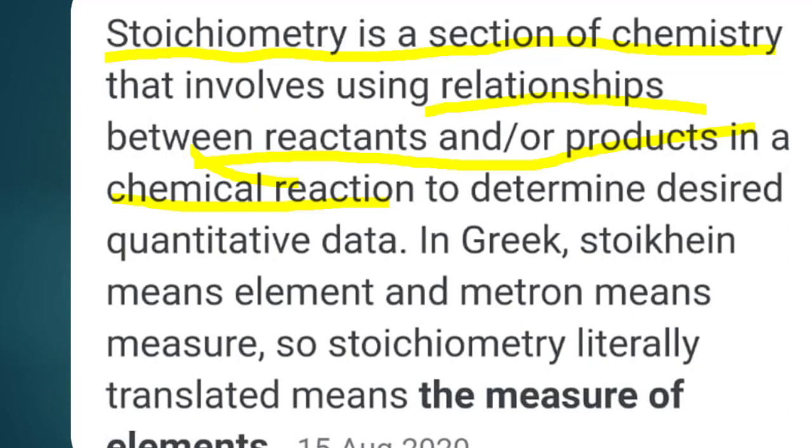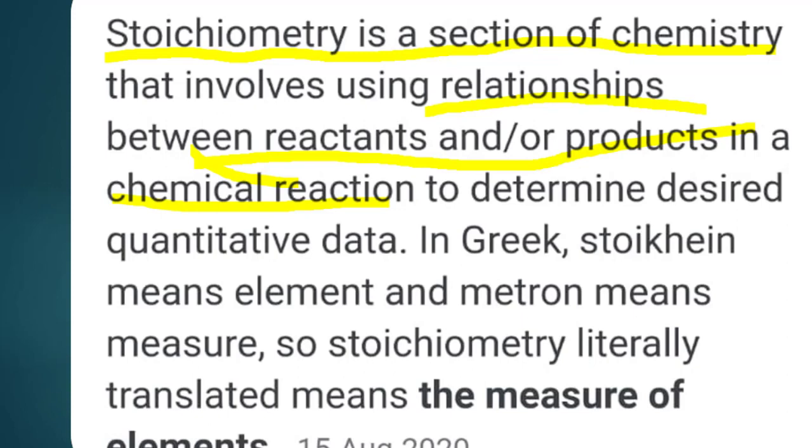So like this, in stoichiometry, we find the relationship between reactants and products in a chemical reaction to get the desired quantitative data. In Greek, stoichein means element, and metron means measure. So stoichiometry literally means measure of elements.